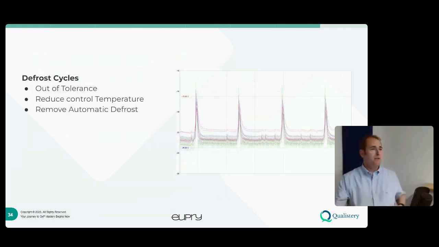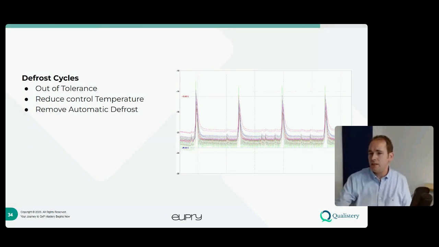Okay, so that's ice buildup. Defrost cycles. This is a common problem, and I'm sure we've got a few people here that have seen them before. If you've got a machine that has a defrost cycle, on the plus side, you get less ice buildup. You're not going to see that ice buildup as often. You're not going to have to de-ice as frequently. You can reduce the preventative maintenance.